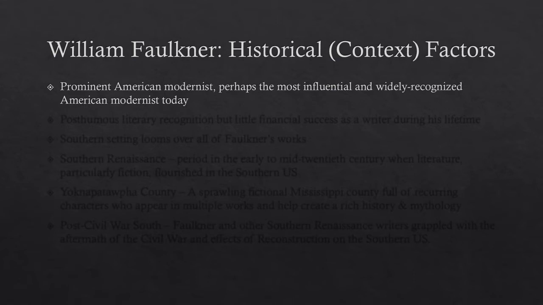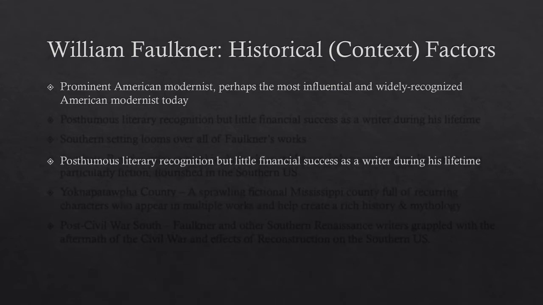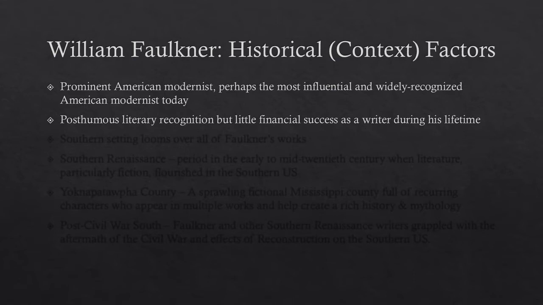And so modernism was an experimental literary movement in the early to mid 20th century that used complex art as a way to grapple with the changes of the modern world. And Faulkner is the preeminent modernist in the U.S. But his literary recognition was posthumous because he had little financial success as a writer during his lifetime, and he had to do things like write screenplays for Hollywood movies just to pay the bills, kind of like how Poe wrote reviews to pay the bills. But nowadays, we consider Poe, Faulkner, etc., some of the greatest writers of all time.